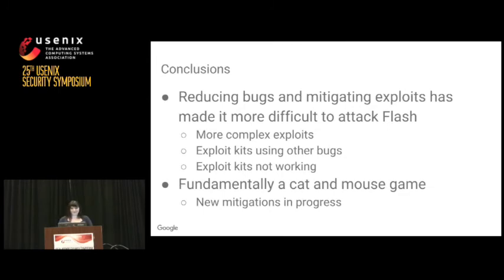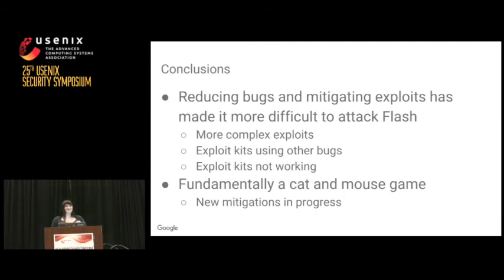So, what do I think this all means? Overall, I think reducing bugs and mitigating exploits has made it more difficult to attack Flash. We've seen some evidence of this. One thing we're seeing is more complex exploits. It used to be that every single exploit was a vector exploit, but that's not the case anymore. We've seen a lot of new techniques because attackers have been forced to move to new techniques as their old ones have dried up. We've also seen exploit kits using other bugs.